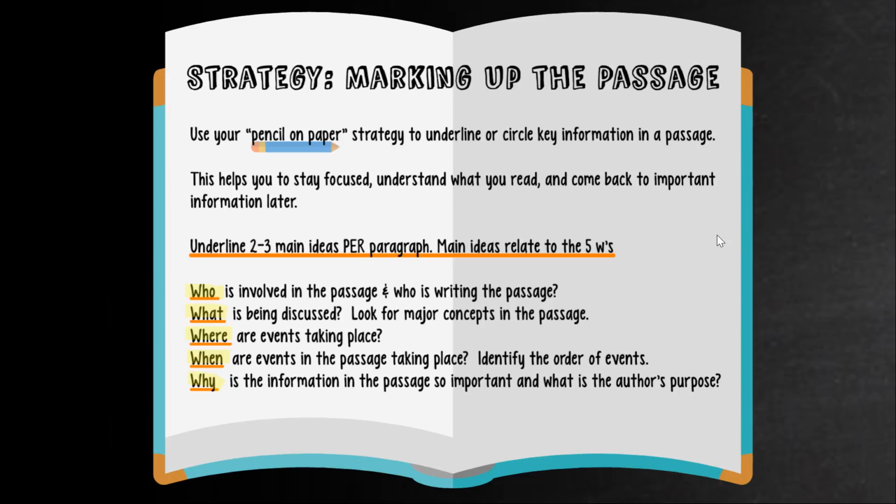Strategy: marking up the passage. Use pencil on paper to underline or circle key information on a passage. This helps you stay focused, understand what you read, and come back to important information later. Underline 2 to 3 main ideas per paragraph. Main ideas relate to the 5 W's: who, what, where, when, and why.